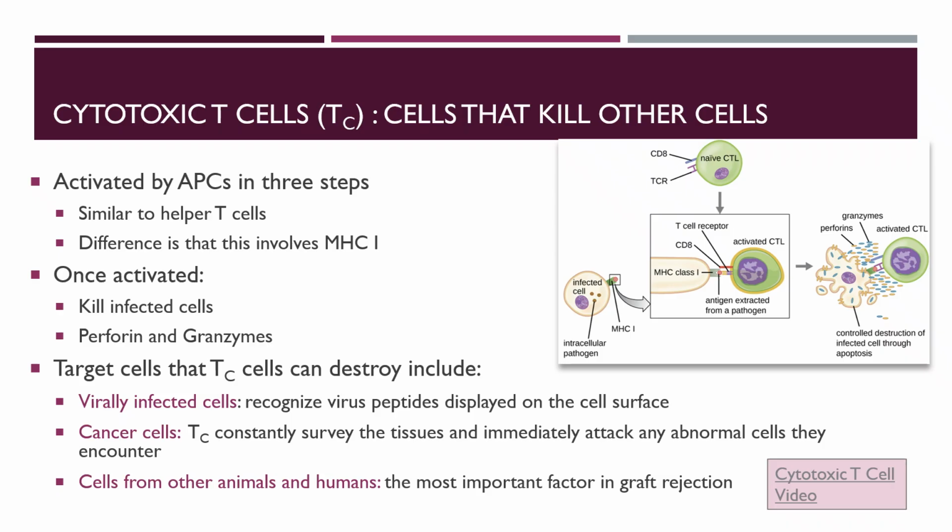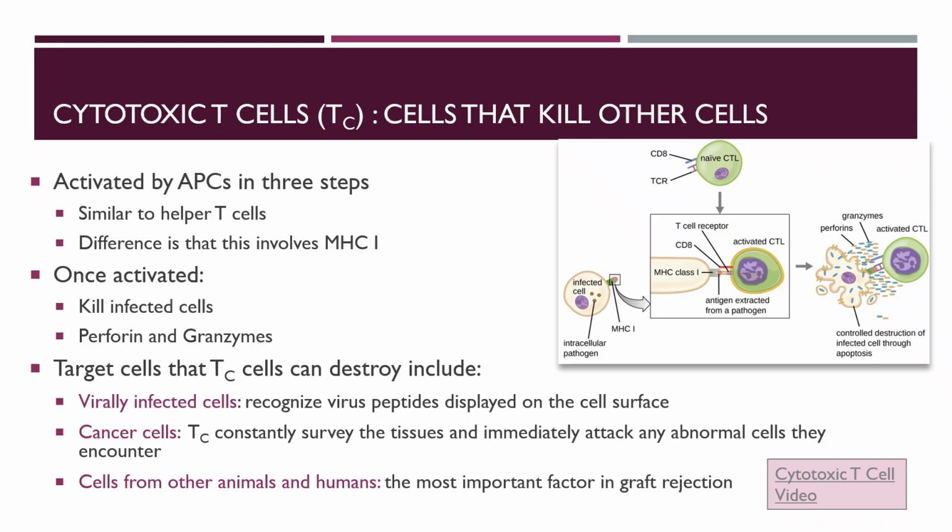Cytotoxic T cells are the cells that kill other cells. These are activated by antigen-presenting cells in 3 steps, similar to what we see with the helper T cells. The difference is this involves an MHC1 marker rather than an MHC2 marker. Once activated, they kill infected cells. They do this using perforin and granzyme. So these are a group of cells, like the natural killer cells, that punch holes in the cell membrane of the cell they want to get rid of. The target cells that the cytotoxic Ts can destroy include things like virally infected cells. They're able to recognize the virus peptides that are displayed out on the cell surface when the cell is telling you that it's infected.